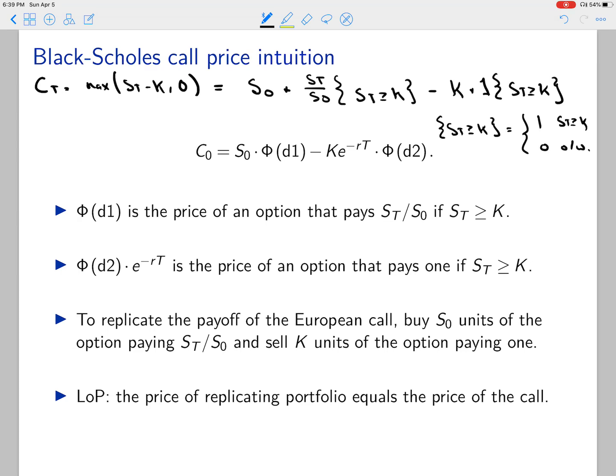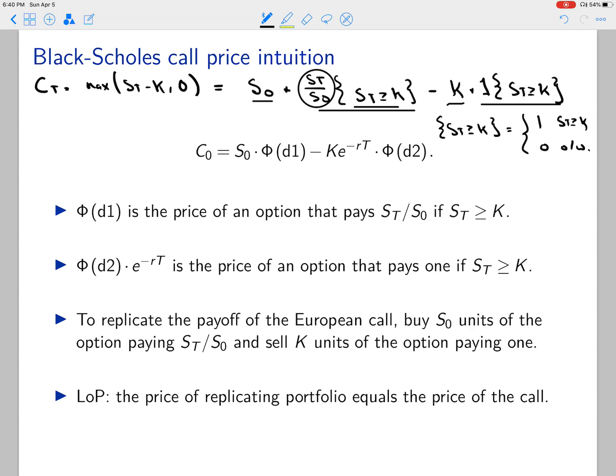Okay. The first term over here, S0 times ST over S0 times this bracketed term, ST greater than or equal to K, it's just the payoff. It's just S0 shares times the payoff of an option that pays the gross return, ST over S0, if ST is greater than or equal to K, and 0 otherwise. And the second term is just K times the payoff to an option that pays 1 if ST is greater than or equal to K, and 0 otherwise. Okay, so the formula says that a call payoff is equal to the payoff of a portfolio that's long S0 units of an option that pays the gross return if ST is greater than or equal to K, and it's short K units of an option that pays 1 if ST is greater than or equal to K.